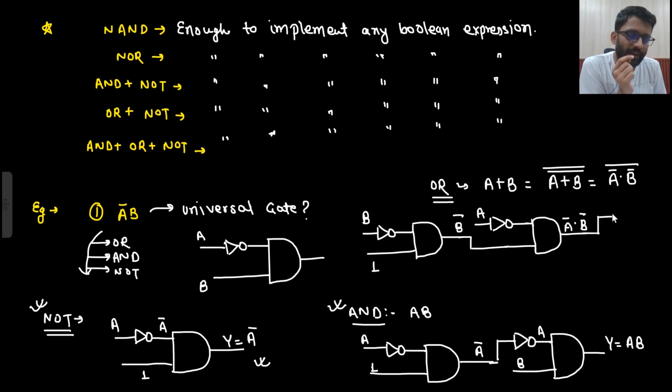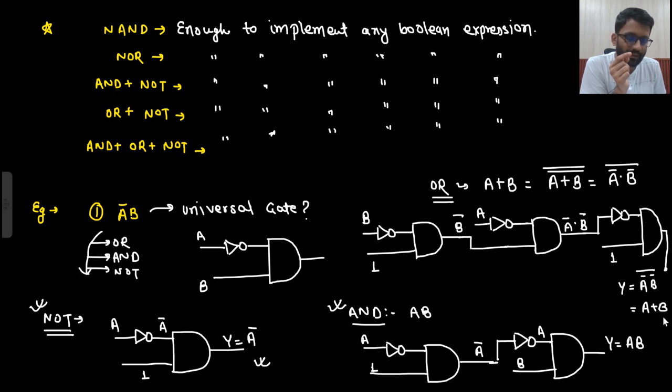And then another inverter I will have. Here I will have another inverter. So what am I getting? So this is my output: A bar B bar bar, and here I will put 1. So my output will be A bar B bar bar, and that would be A plus B. So I have got OR gate, I have got AND gate, I have got NOT gate.